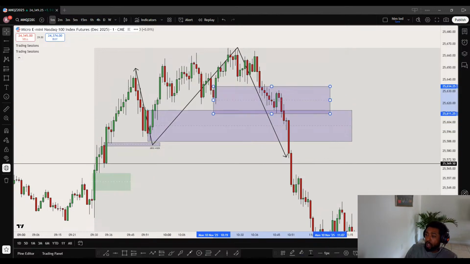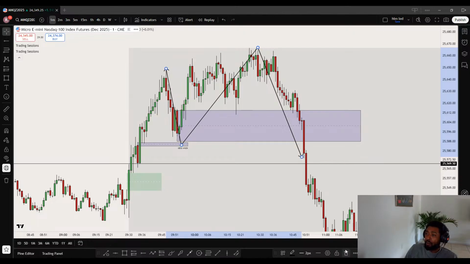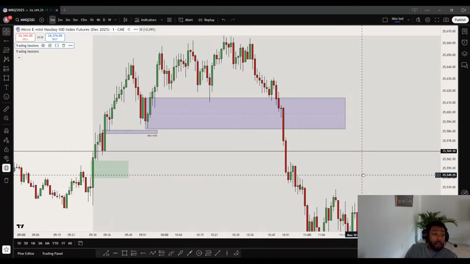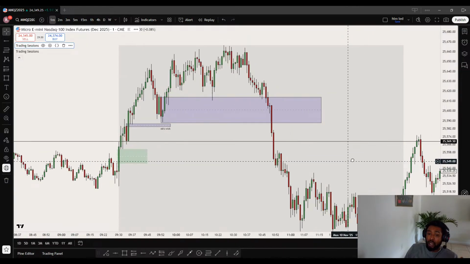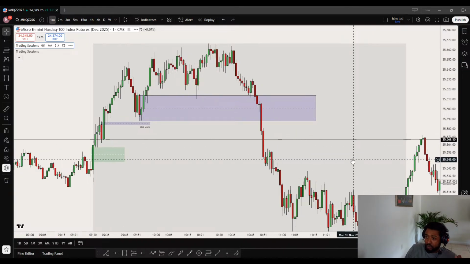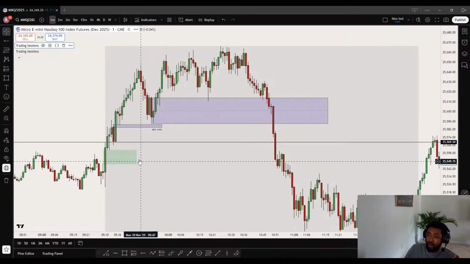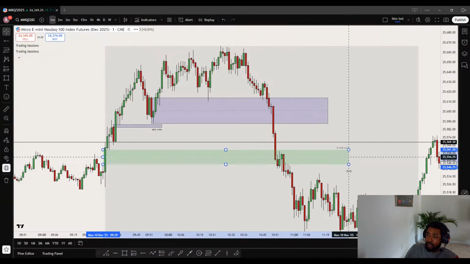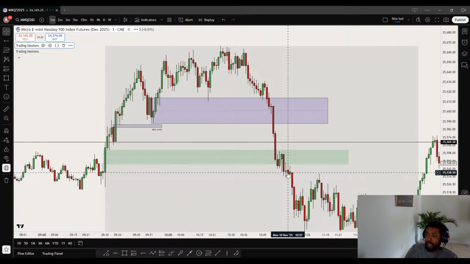So they extend it. That's why I like ICT concepts, because they could allow you to still be late on the play, but still allow you to get in, right? You just have to understand where the entries are. So you see how right here we use this fair value gap to go higher. Anything that gets used bullish is going to get used bearish in a sense also.